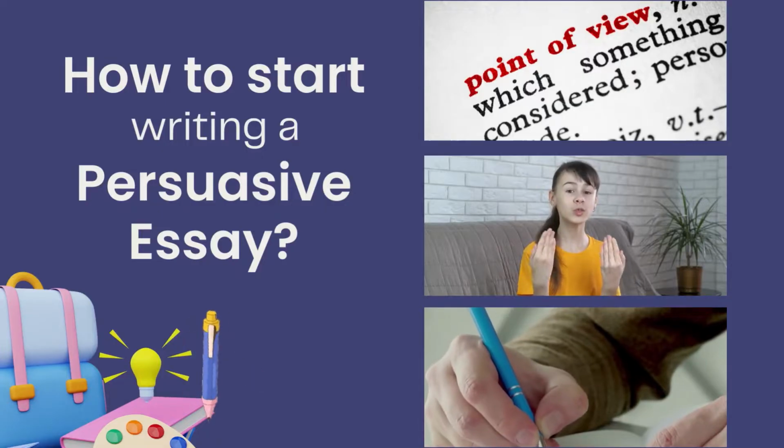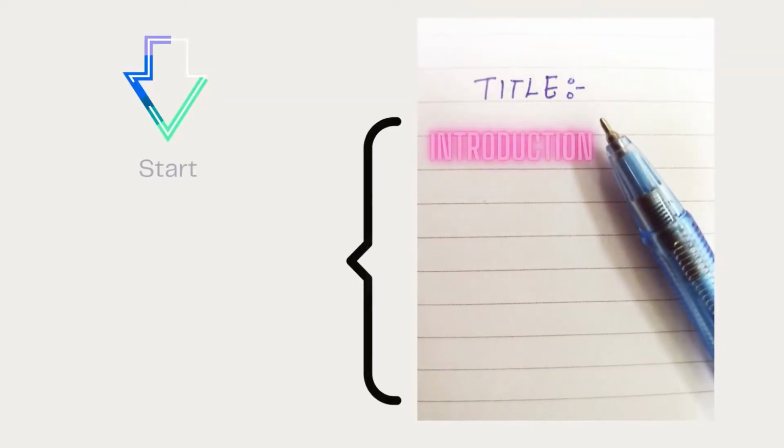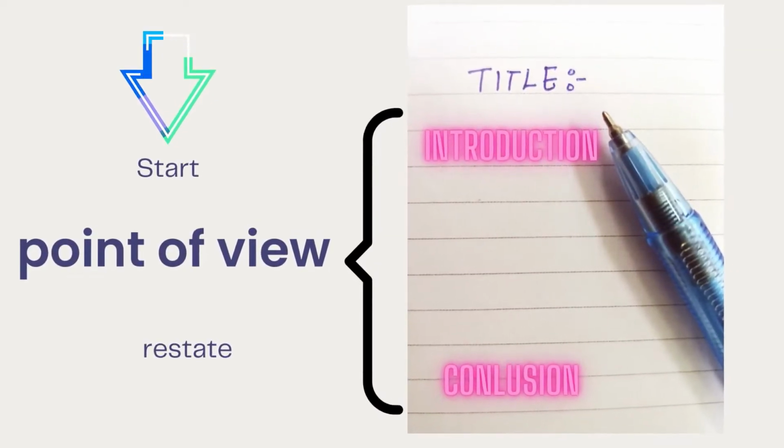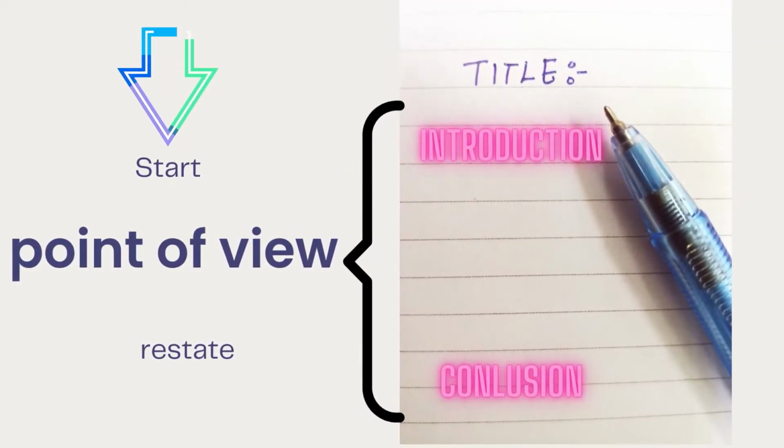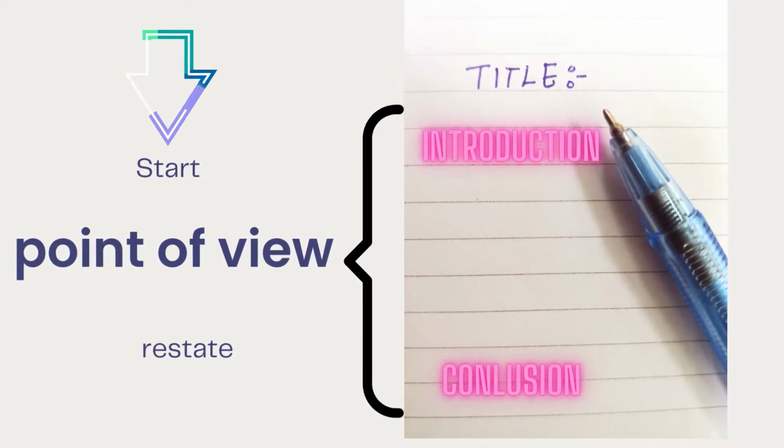So, I'll be giving you some tips on how to start. You will start with a point of view in the introduction and then restate it in the conclusion. So, after having the title, you're going to have a very strong introduction, and this point of view will be highlighted in the conclusion.